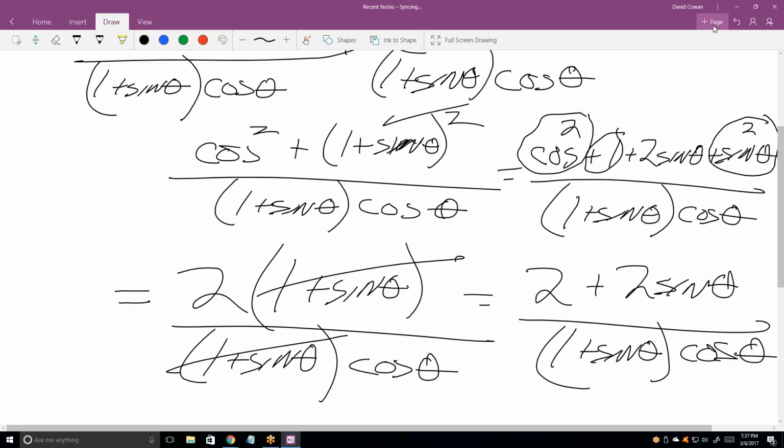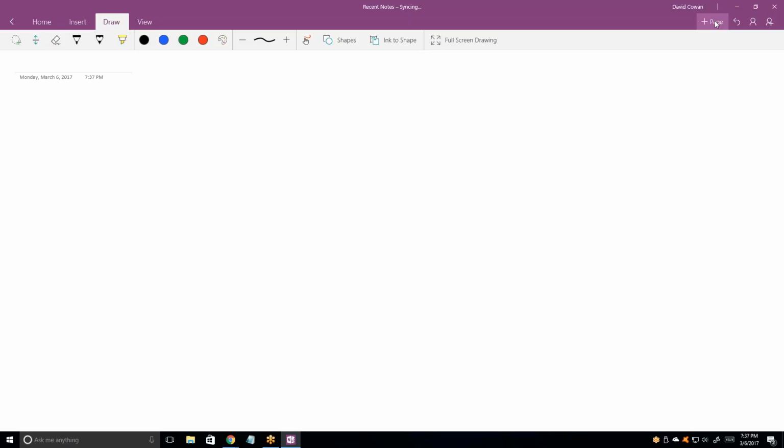Okay. All right. What else? That's a good one. I've heard that one before. I've done that one before. Yeah, that's a very clever one because it requires so much. You have to add two very complex fractions, and then you have to do a lot of tricky stuff before you can make it look like 2 over cosine theta.